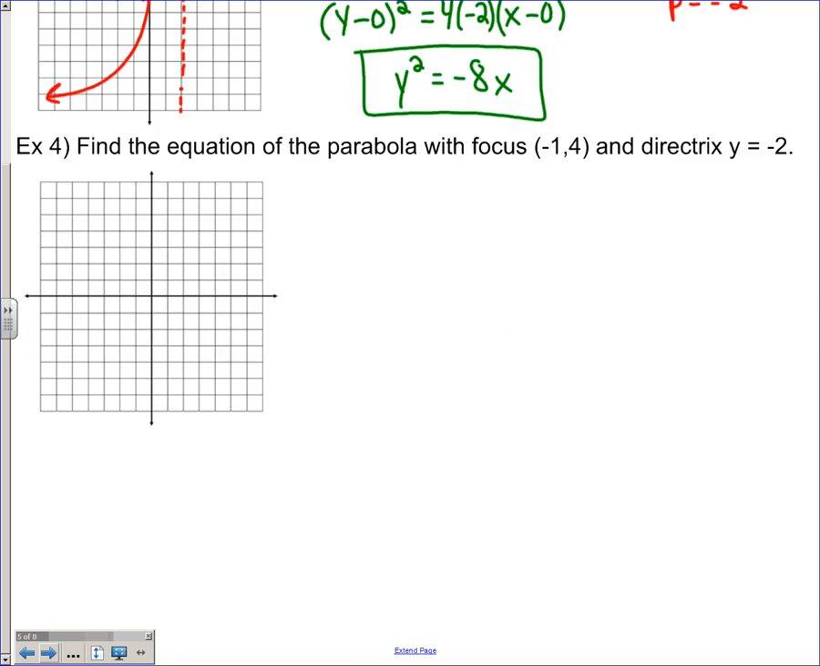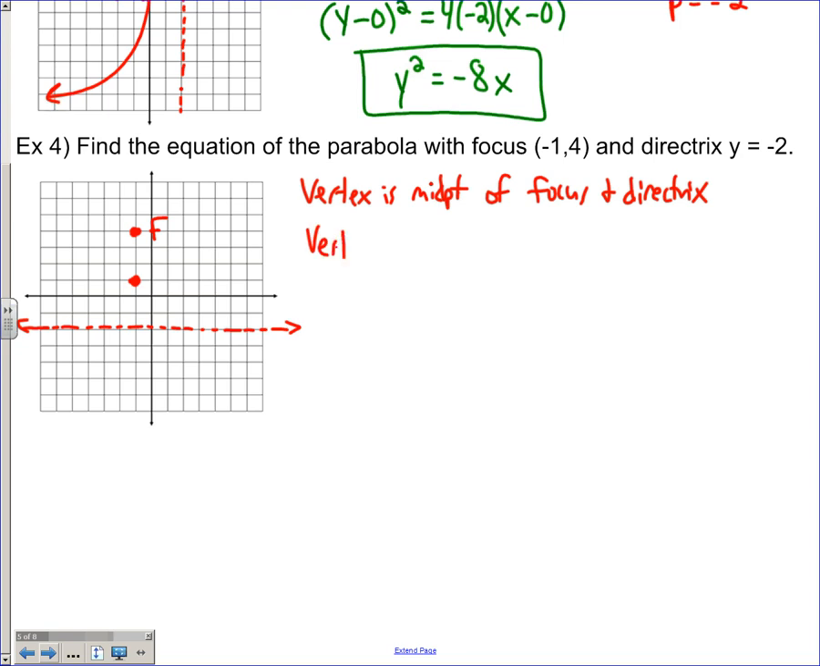Our next example is finding the equation given a focus and a directrix. So I'm going to plot those. I think it always helps to graph it. -1, 4 is the focus, and the directrix is a horizontal line, y equals -2. Now recall that our vertex is the midpoint of the focus and the directrix. So if you count the number of units between the focus and the directrix, we would get 6. So halfway in between is a distance of 3 away.